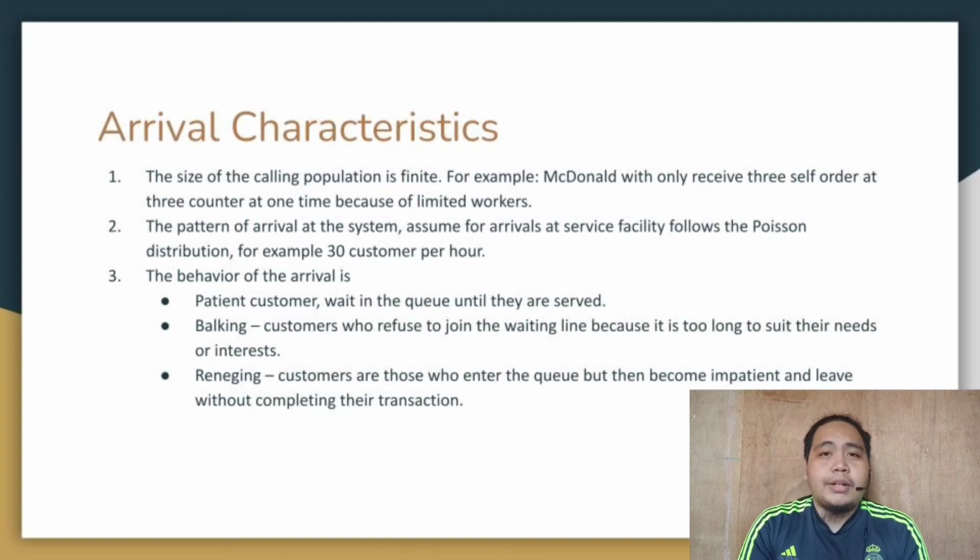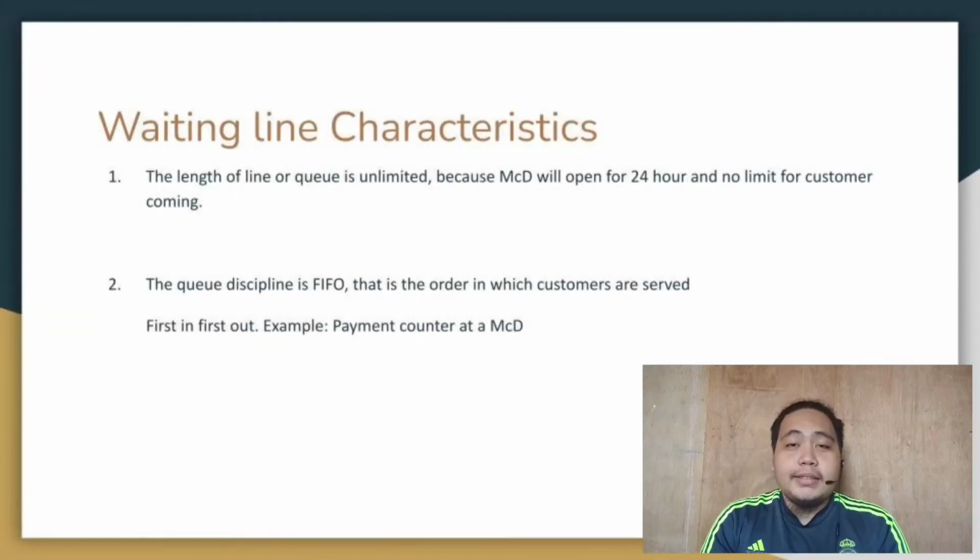The behavior of the arrival is, the first one is the patient customer, who waits in the queue until they are served. Next is the balking customer, who refuses to join the waiting line because it's too long to suit their needs or interests. The last one is the reneging customer, who enters the queue but then becomes impatient and leaves without completing their transaction.